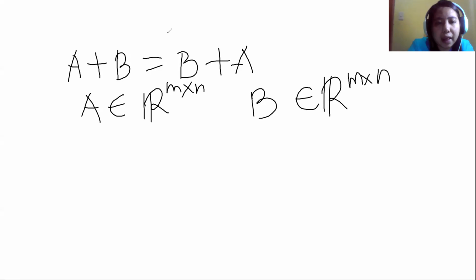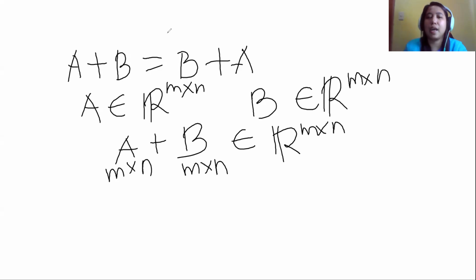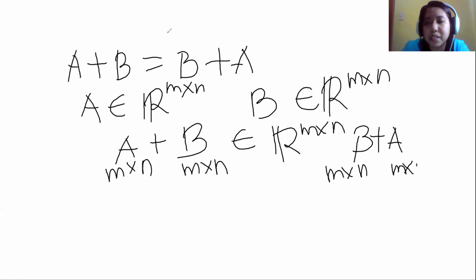Now, if we add A plus B, of course this is M times N and B is also M times N. Since A consists of elements of real numbers and B also consists of elements of real numbers, the sum is an element of the real numbers raised to M times N. If we interchange this, B plus A, where B is also M times N and A is M times N, this will also result in an element of the real numbers raised to M times N.